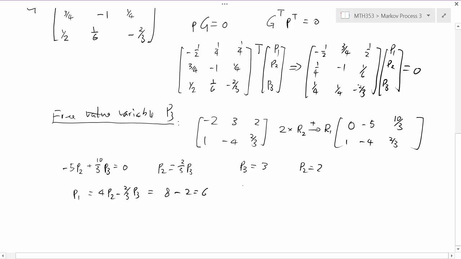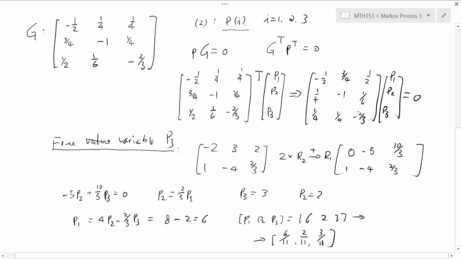So now we have the vector p1, p2, and p3, which is 6, 2, and 3. Don't forget to normalize, because otherwise it's not going to be right. We need to have a probability or percentage. So this is going to be 6 plus 2 plus 3 is 11. So we have over here 6 over 11, 2 over 11, and 3 over 11. So these components give us the percentage of time this salesman spends in town 1, town 2, and town 3 over the long run.